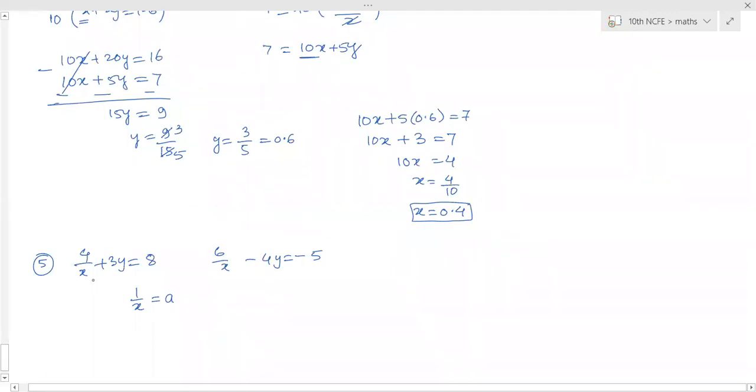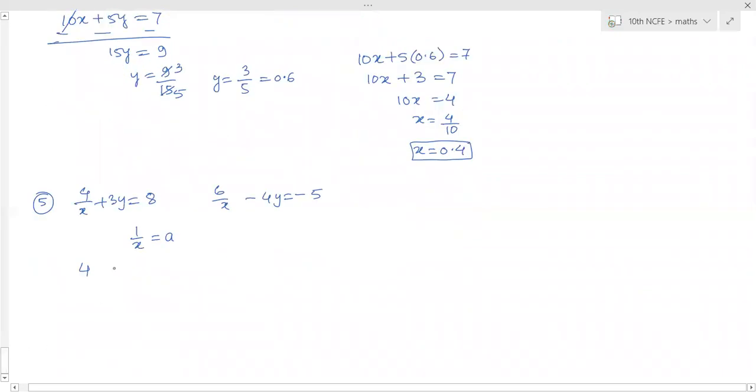So in this case, whenever the variable is in the denominator, that fraction we have to consider as a, and then change the equation. 4 into 1 by x plus 3y is equal to 8. So 1 by x we have considered as a. So it is 4a plus 3y is equal to 8. Similarly, here also 6 into 1 by x minus 4y is equal to minus 5. So 6a minus 4y is equal to minus 5. And now solve these two equations.